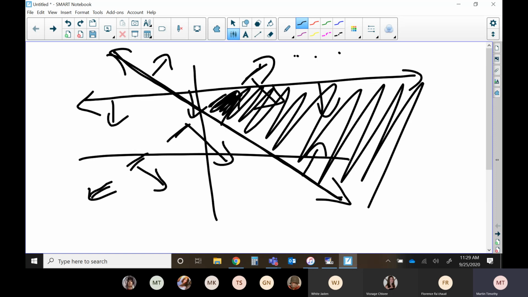Do you get what I mean? Oh, so you don't cover it all over. Well, when we're doing a system, I want the points that work for all three of them. So the only points that work for all three of them would have to fall in this area. That's what we're going to get to eventually. Does that kind of make sense?